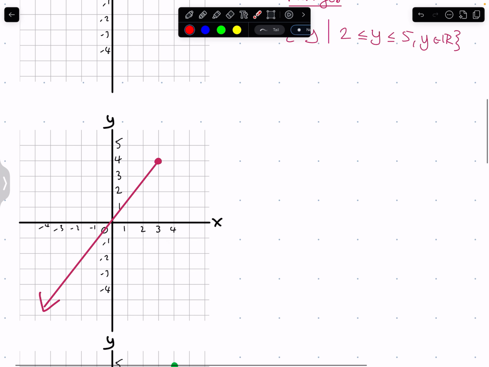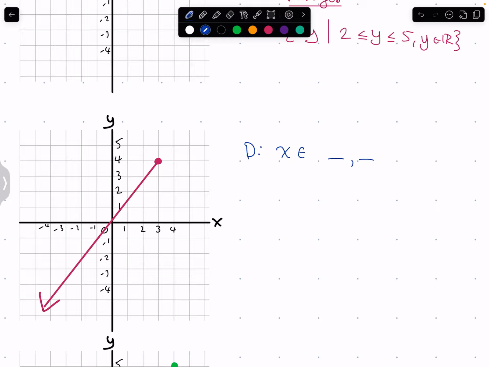Next, I want to do interval notation. So let's start with the domain. Interval notation starts with x, and I say x is contained in an interval. An interval is always between two numbers separated by a comma.